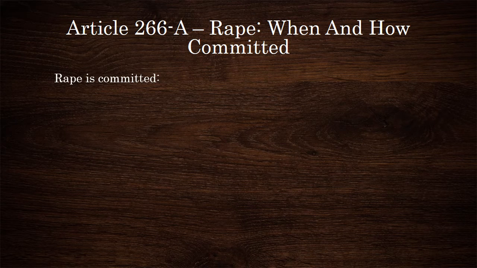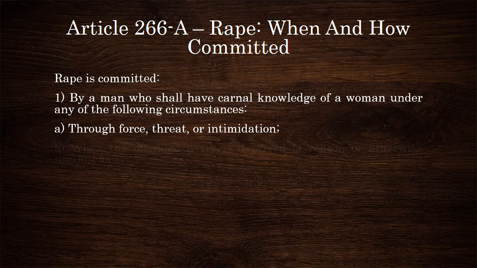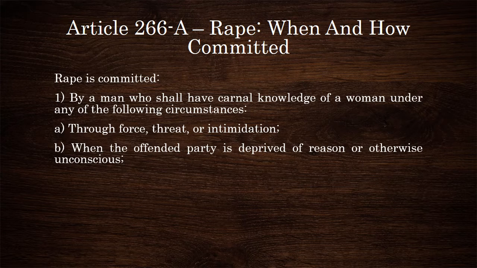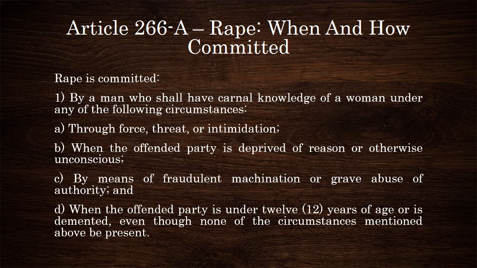Rape is committed, number one, by a man who shall have carnal knowledge of a woman under any of the following circumstances. Letter A, through force, threat, or intimidation. Letter B, when the offended party is deprived of reason or otherwise unconscious. Letter C, by means of fraudulent machination or grave abuse of authority. And letter D, when the offended party is under 12 years of age or is demented, even though none of the circumstances mentioned above be present.